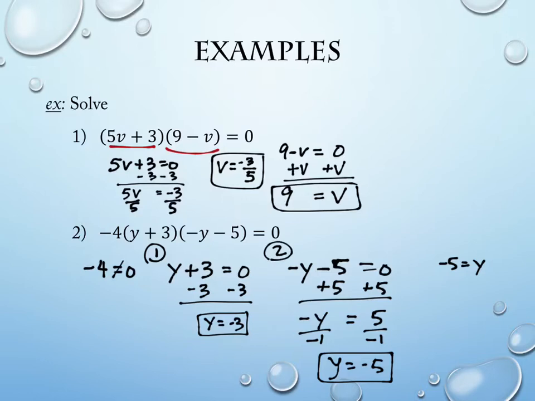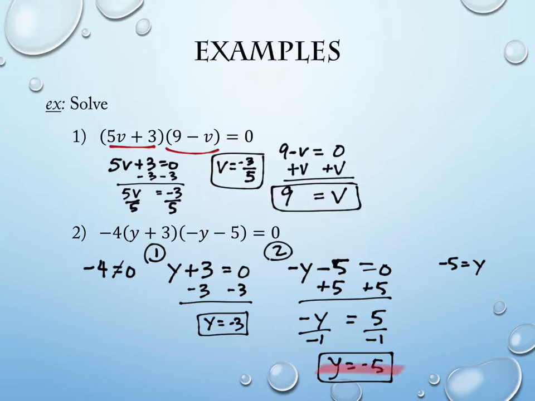negative 5. Now, both of these on the screen, if you've solved them right, if you made no errors in doing so, you should be able to take the solution you found and put it back in for x or v or y or whatever your variable is, and it should zero everything out. So we're going to try one just so that you can see how that works real quick.